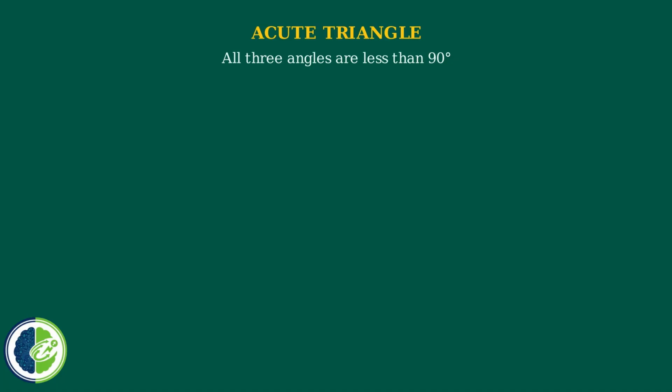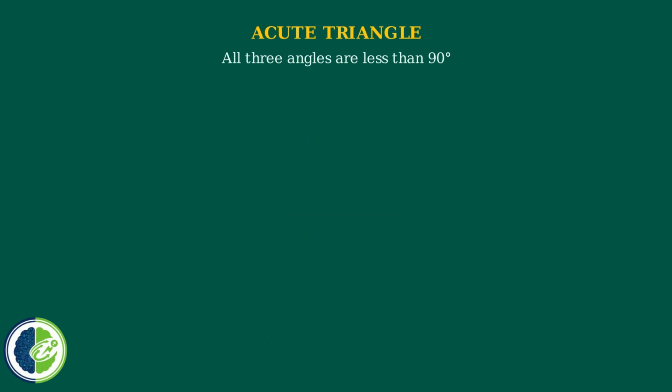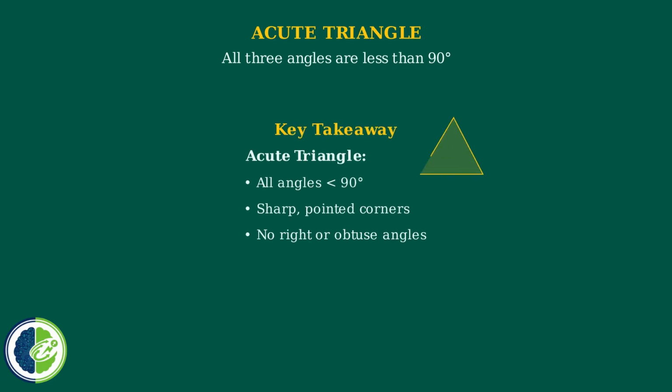Let's look at another example to see how acute triangles can have different shapes while still maintaining this key property. Here's another acute triangle with different proportions. This one has angles of 80 degrees, 55 degrees, and 45 degrees. Even though this triangle has a completely different shape, it's still acute because every single angle remains less than 90 degrees. The key characteristic of acute triangles is that they appear sharp and pointed at every corner, with no wide or square angles. Remember, acute triangles have all angles less than 90 degrees, making them appear sharp and pointed at every corner.